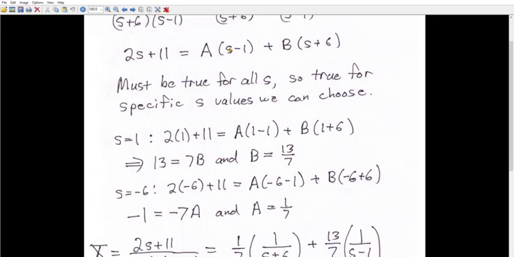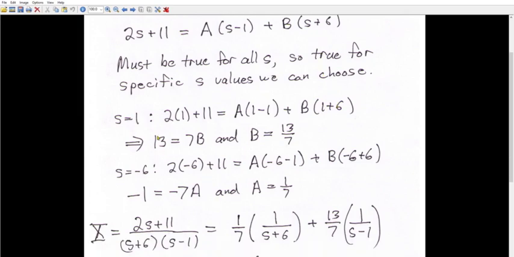For instance, s equals 1 in this term is going to vanish. So let's put in s equals 1, and we get 2 times 1 plus 11 equals a times 1 minus 1, and that's going to zero out, and we get b times 1 plus 6. So 13 equals 7b, and b is 13/7.